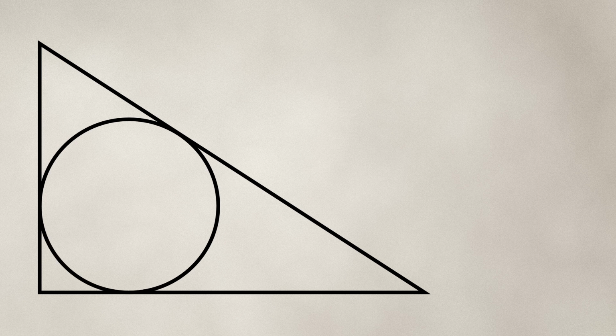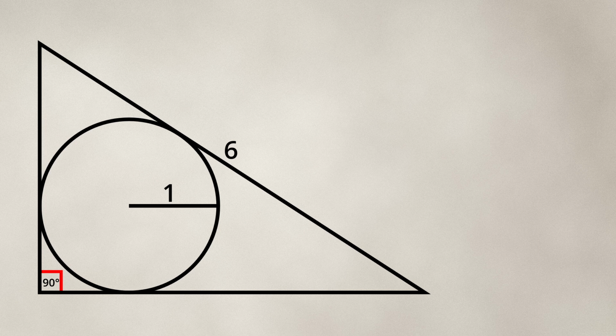Today, we've got a really satisfying geometry problem that combines right triangles with incircles. Here's what we're working with. A right triangle with the right angle in the bottom left corner, and inside, there's a circle that perfectly touches all three sides. That's our incircle. We know the radius is 1, and the hypotenuse is 6. Our mission? Find the area of this triangle.